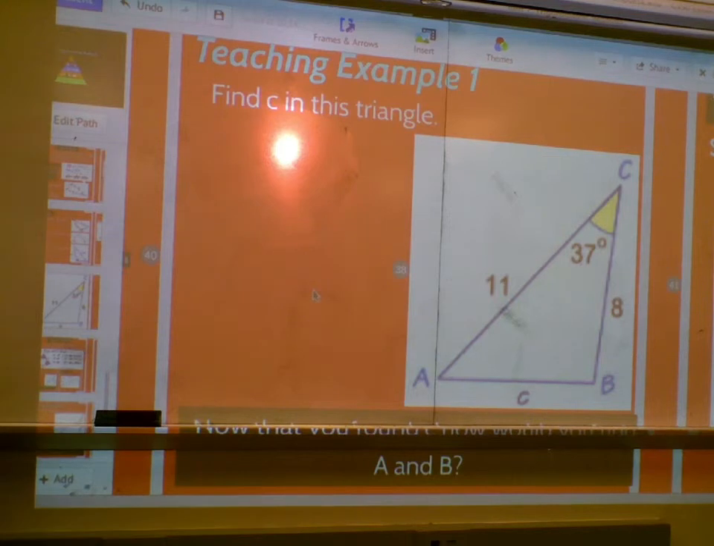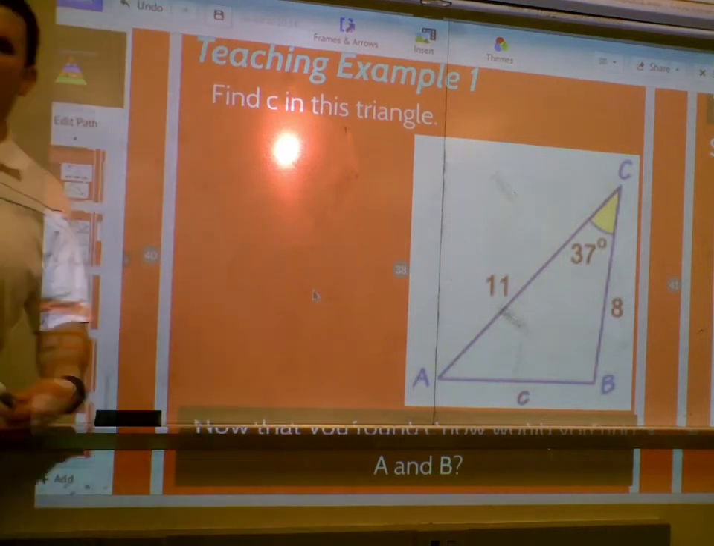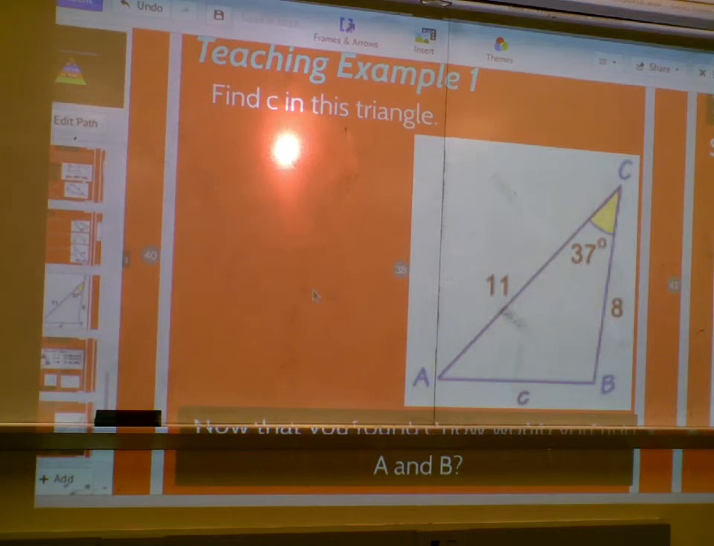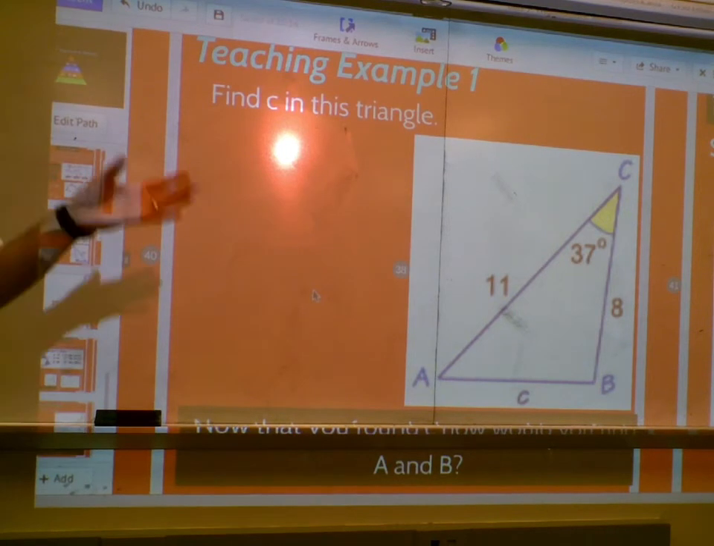The first thing we should do whenever we're given a triangle is label our sides so we don't get confused. On here they labeled C and little c, big A and big B. I need to label little a and little b. Which number is little b?